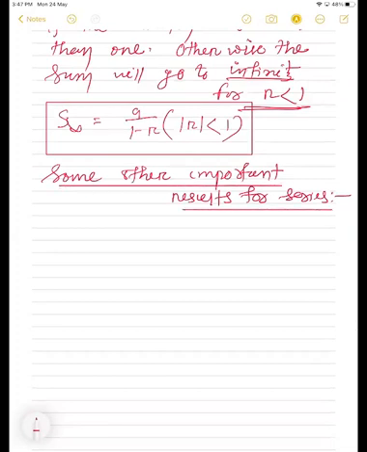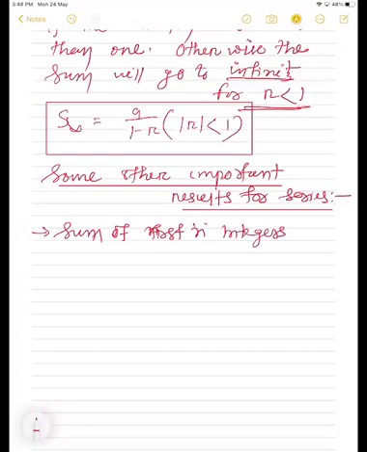Yes, sir. Student, write the sum of n integers. Right, sum of the first n integers. That is, let's say, 1 plus 2 plus 3 plus dot dot up to n, that is equal to n whole into n plus 1 by 2. Correct. Number 1 formula. Remember.